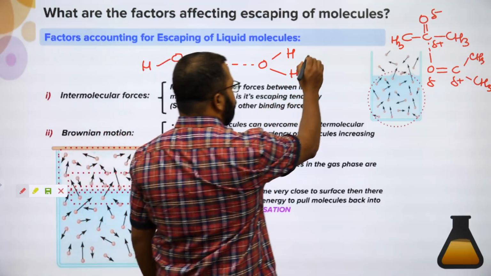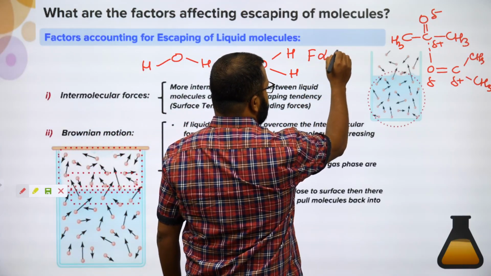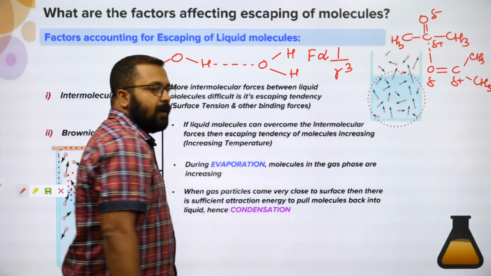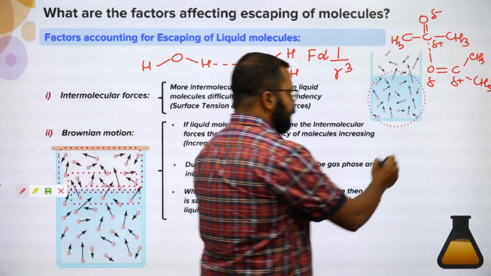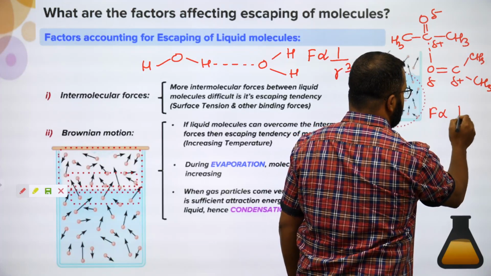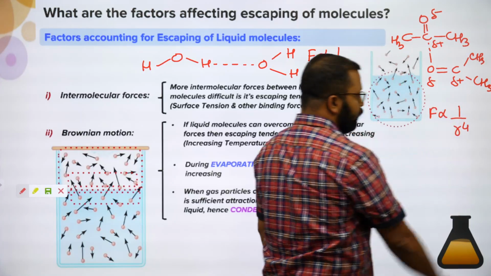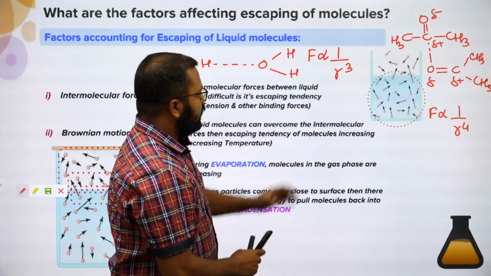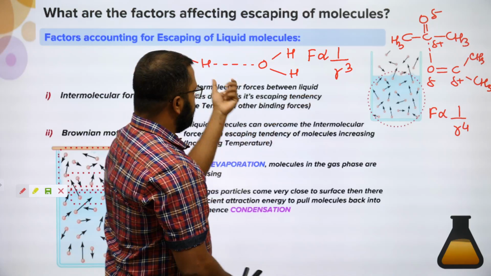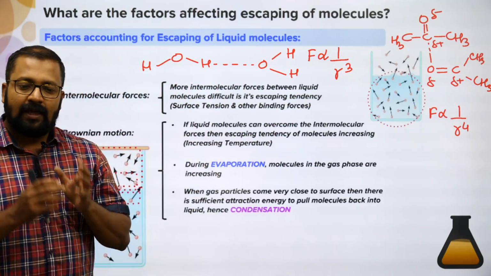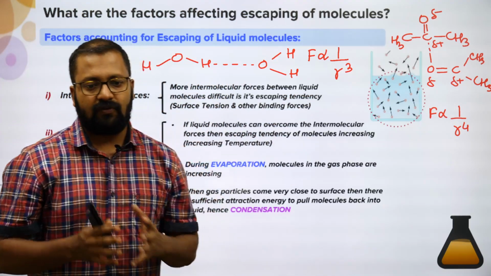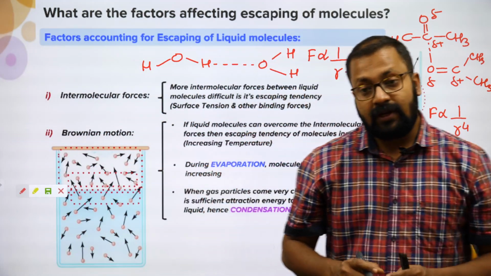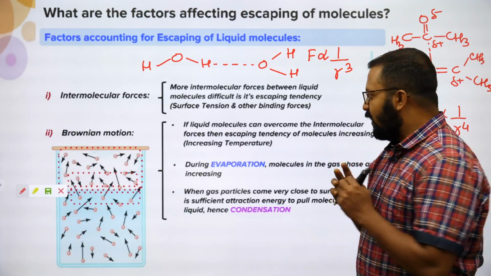Also, there is one another way to identify this. If you look at the force of attraction, then the force of attraction in hydrogen bonding is 1 by r to the power 3, while in dipole-dipole interaction it is 1 by r to the power 4. So if the distance is taken into account, then according to this equation, hydrogen bonding turns out to be the stronger force of interaction.